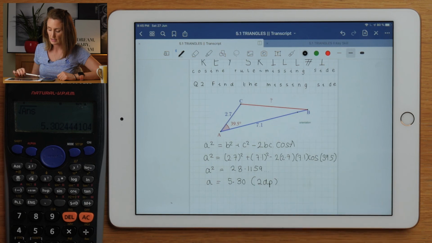So that is the cosine rule when you're trying to find a missing side. In the next video, we're going to be looking at the cosine rule again, but the other way, the second use for the cosine rule, which is where you've got all 3 sides and you want to find a missing angle.